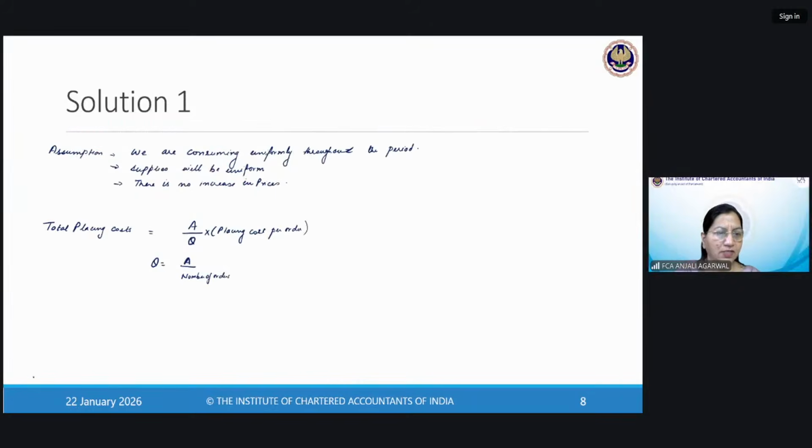So total placing costs are given by annual usage divided by how many quantity you order. That gives us number of orders. And number of orders multiplied by cost per order is your total placing cost. And total storage cost is average number of units stored, Q by 2, and cost of storing per 1 unit for 1 year, per unit per annum.